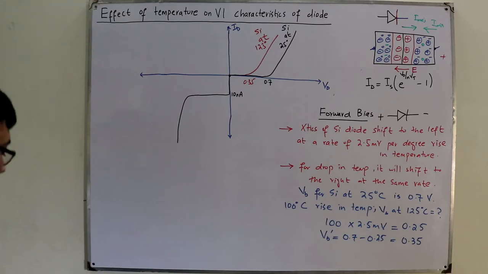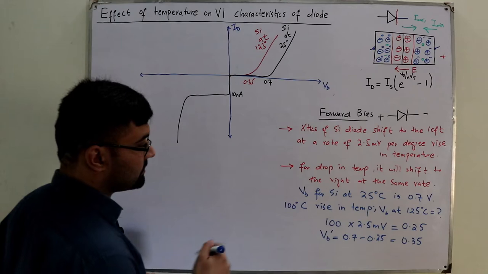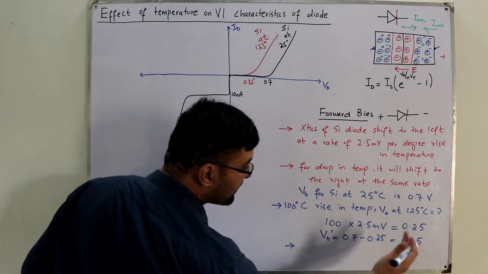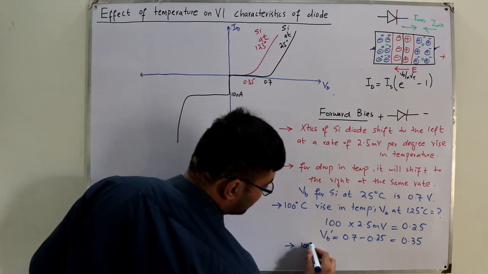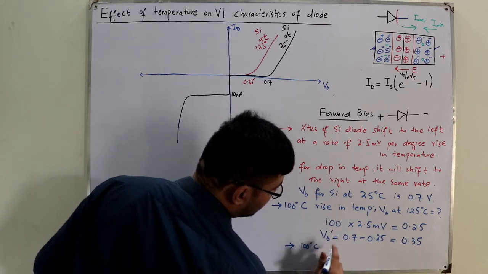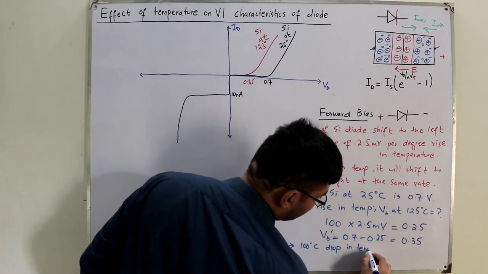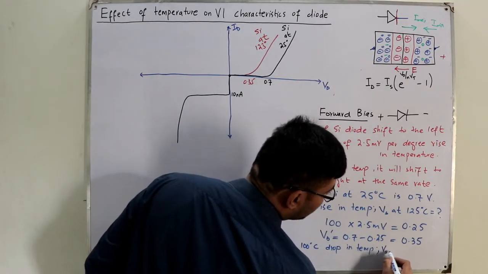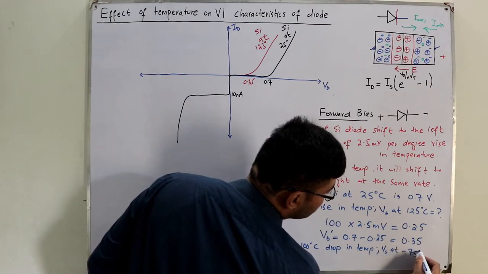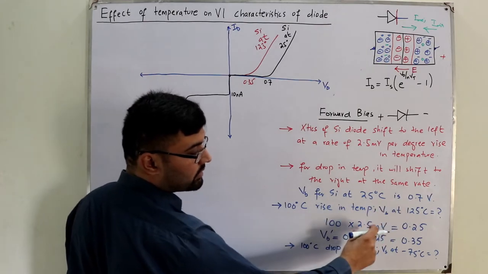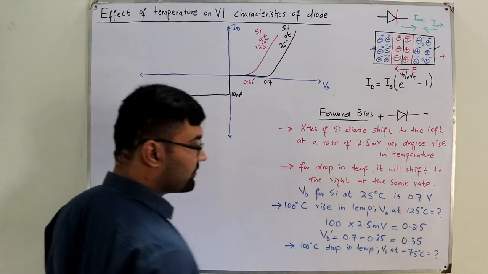And what would happen for the drop in temperature? So let's say we drop it now by 100 degrees. This was case number one, for the rise in temperature. Similarly, for a 100 degree drop in temperature, that is, VB at minus 75 degrees is unknown. So again, you would have the same thing, 100 multiplied by 2.5 millivolts, so the difference would be 0.25, right?